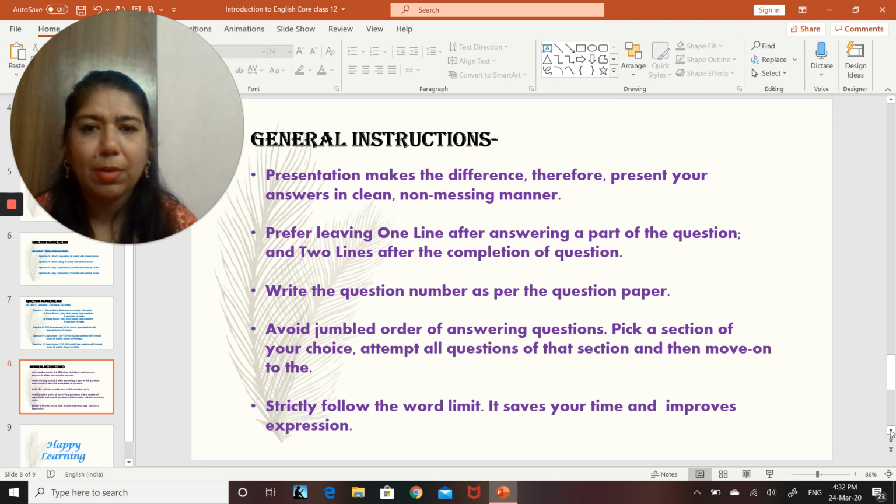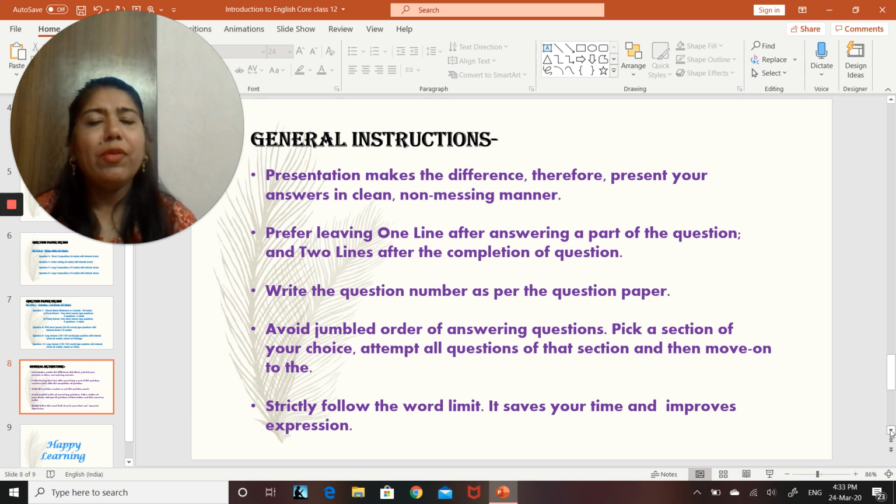There are no extra marks for presentation or good handwriting. Remember this. But your overall presentation of your answers in answer sheet does leave some impression, because legible handwriting definitely makes it easier for the examiner to read your answers. Less cutting, overwriting makes it smooth reading, so helps a lot. That's why make sure that you answer in a clean, non-messy manner.